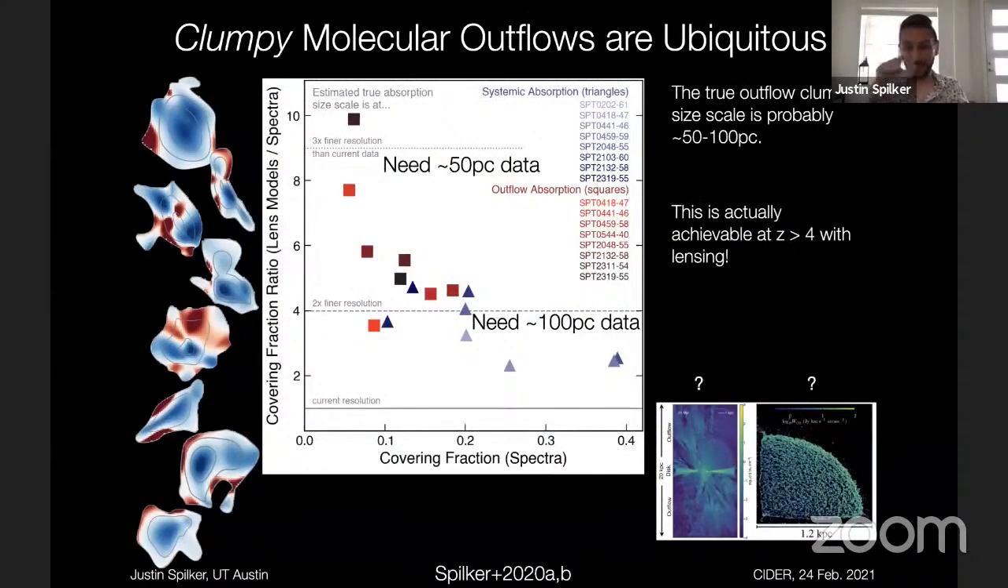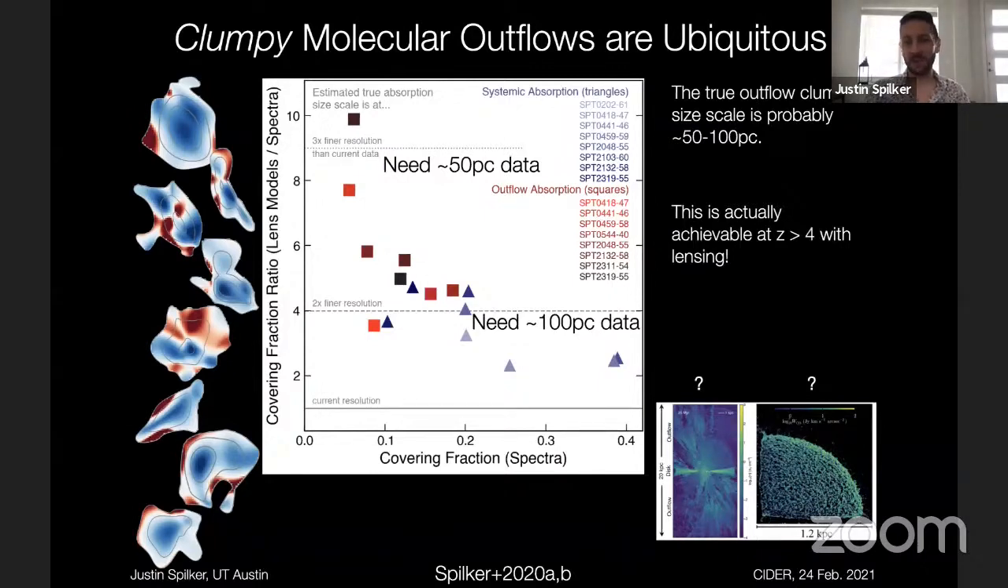So in other words, I can tell you that there are multiple clumps, but I can't tell you how big those clumps are. But to boil down an argument that took a few pages of the paper, from optical depth arguments, I can predict that in order to resolve the clumps directly, we're going to need to reach resolutions of about 50 to 100 parsecs. And that might sound crazy, given the typical size scale of galaxies in the distant universe, but this is actually achievable in the distant universe with lensing.